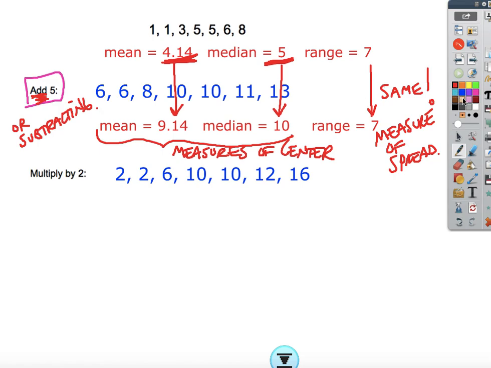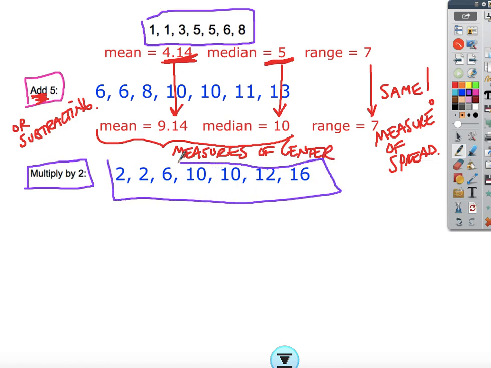Okay, now what's going to happen if you are told to multiply by 2? So maybe they're telling you to convert. Maybe they're converting from inches to feet, or centimeters to inches, or whatever. It might be a conversion that might involve multiplying. So sure, I could take all of my original data and multiply by 2 and I will get all of these numbers. Okay, and then they might ask me what's going to happen to my mean, median, range, or IQR, whatever it might be.